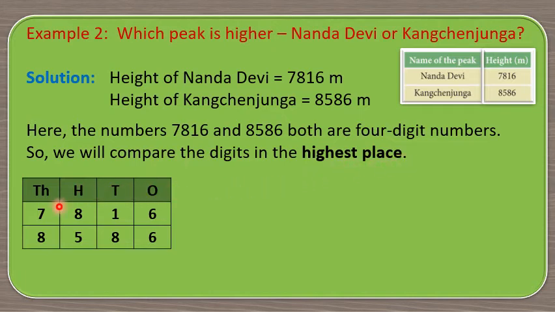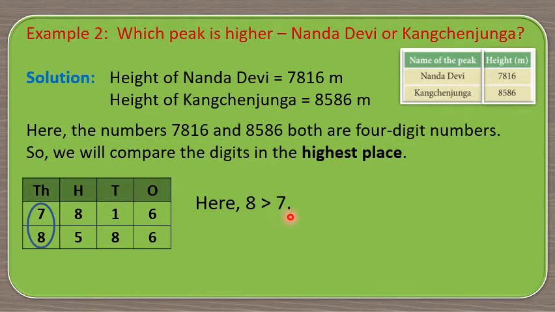Highest place here is 1000 because the numbers are 4-digit numbers, and hence the highest place is thousands place. So to know which number among these two is greater, we will compare the digits in the highest place. That is, we will compare the digits in thousands place, which are 7 and 8. So when we look at these two numbers, we know that 8 is greater than 7.